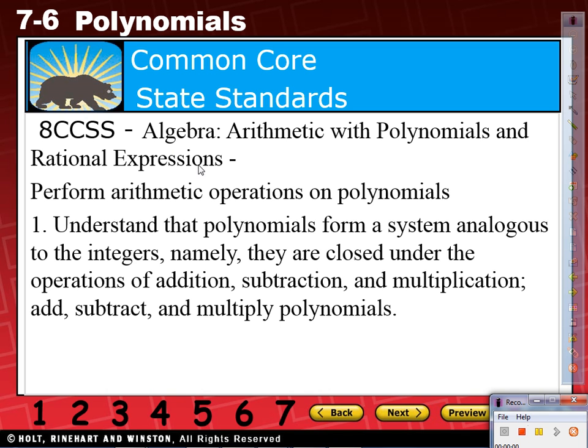What we're starting today is polynomials. Notice here it says algebra, arithmetic, and polynomials and rational expressions. So pretty much it's to understand polynomials. Today we're going to introduce them and get to know them a little bit better, okay?